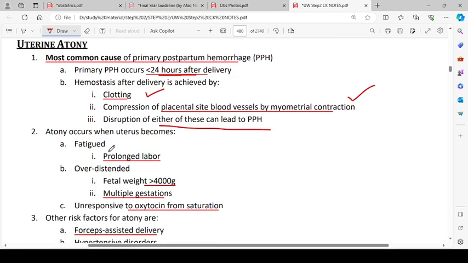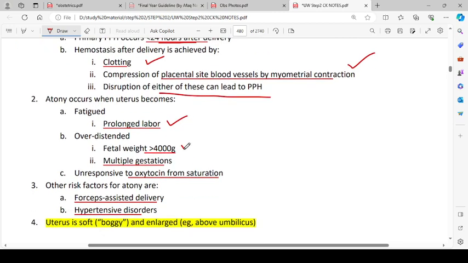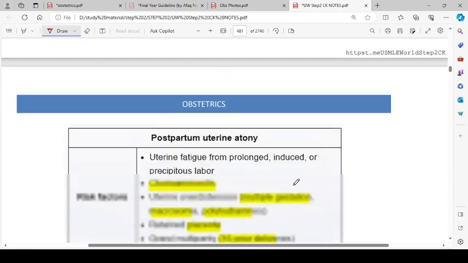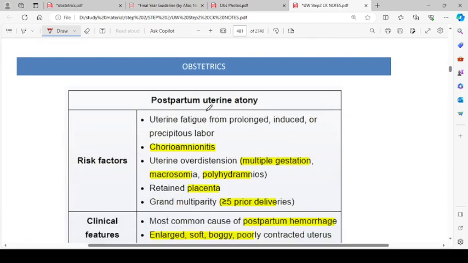Atony occurs when the uterus becomes fatigued from prolonged labor, or overdistended, that is fetal weight more than 4,000 grams, multiple gestations, or unresponsive to oxytocin from saturation. Other risk factors for atony are forceps assisted delivery, hypertensive disorders. The uterus is soft, boggy, and enlarged, for example, above the umbilicus. Then postpartum uterine atony.